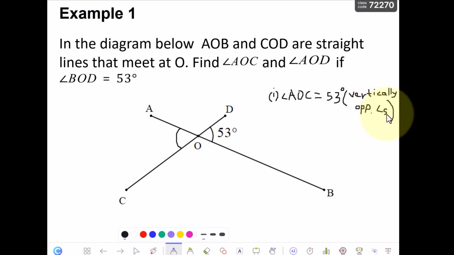If you see this symbol and you put S, it also means angles. Or if you just see only this symbol, it means angle. So these two angles are vertically opposite. That is the answer for number 1, that is AOC.